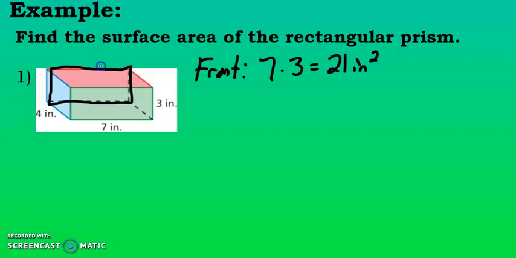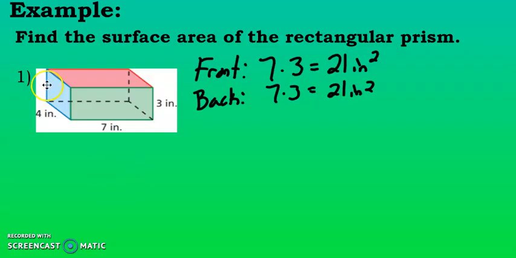There's also the back, that side right there. I'm trying to trace it out so you can see it better. That's the back side. Now here's the deal. They only label as much as they need to, so it's very important that you keep track. If this is 7 inches long, that means any side that goes in this direction is also going to be 7 inches, at least in regards to prisms. So the back side is 7 inches by 3 inches as well. So 7 times 3, which is 21 inches squared. Now I'm going to clear this off.